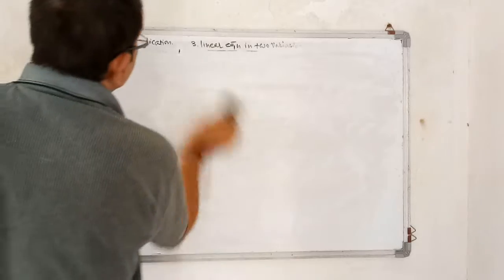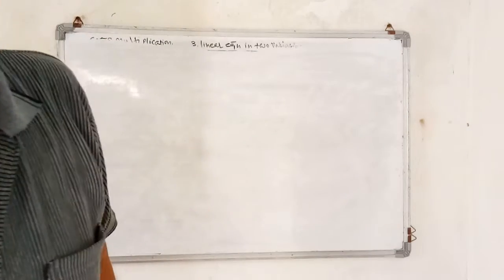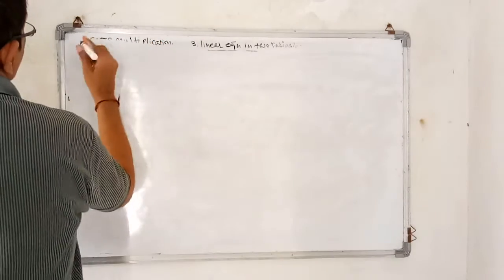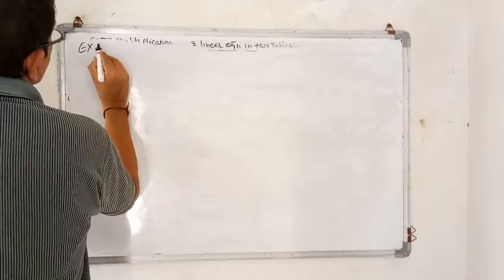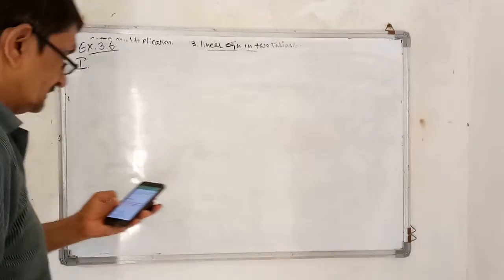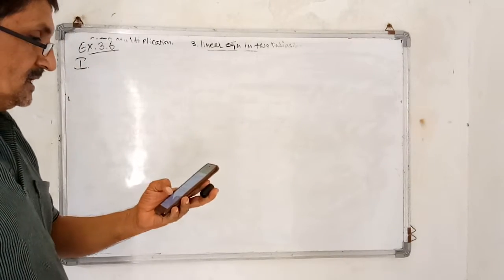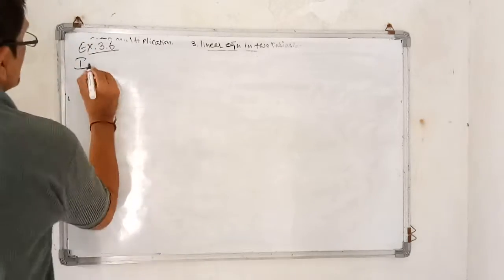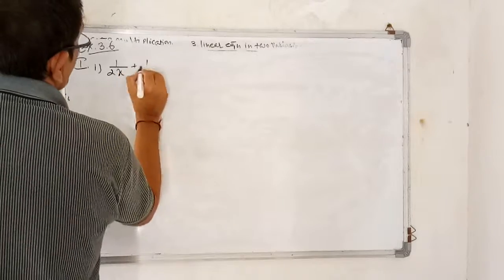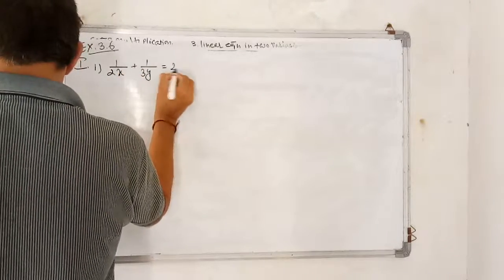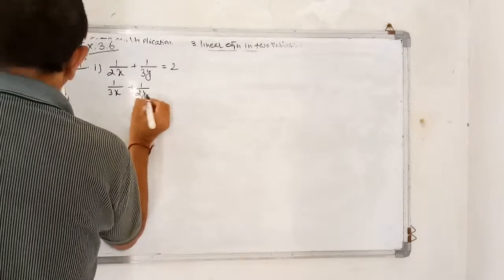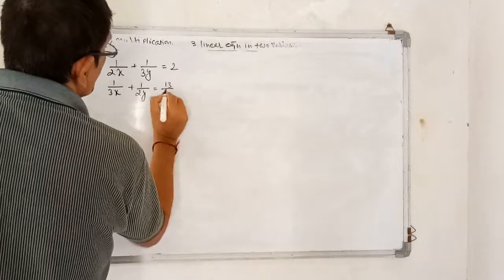And that is, we can say that our variable is at the denominator. Okay, so exercise 3.6: solve the following pair of linear equations by reducing them into a pair of linear equations. So first, suppose we consider 1 upon 2x plus 1 upon 3y is equal to 2, and 1 upon 3x plus 1 upon 2y is equal to 13 by 6.